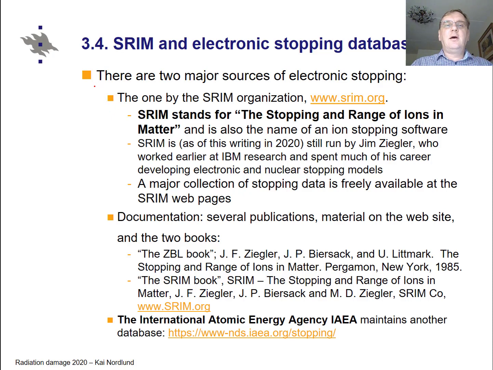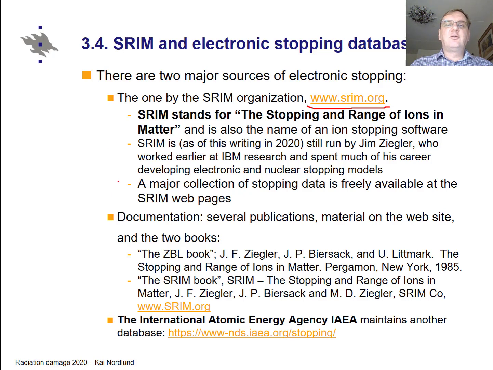First of all, the reason we bring up SRIM now is that it is one of the two best sources for electronic stopping data. SRIM, in addition to being software, is also an organization called SRIM.org. SRIM stands for the stopping range of ions in matter. Originally it was called transport range of ions in matter, TRIM, but in the last about 20 years the name has been SRIM, and most people have switched to using the word SRIM.